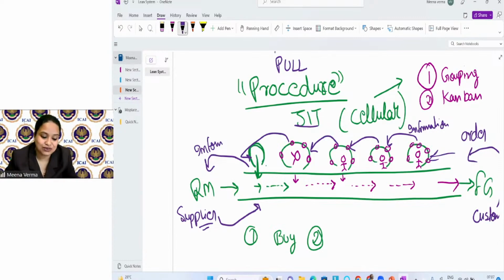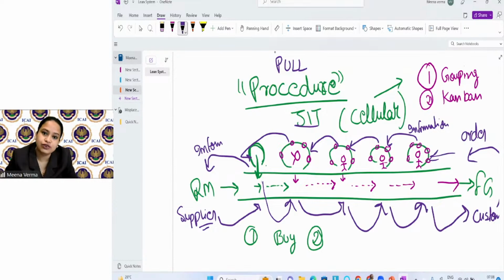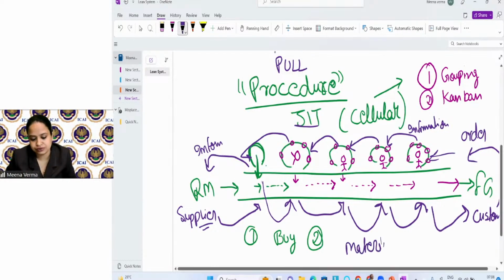So here he will drop the material, then the output of this material will move here, then here, then here, and finally you will get a final product. So in this way, on one side the information will flow, and on the other side the material will flow.